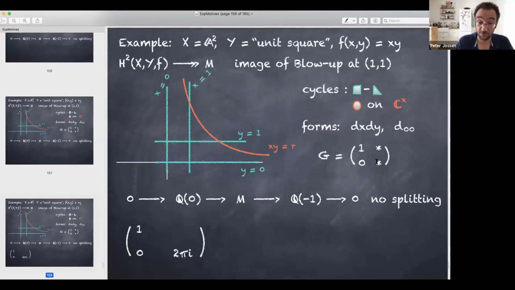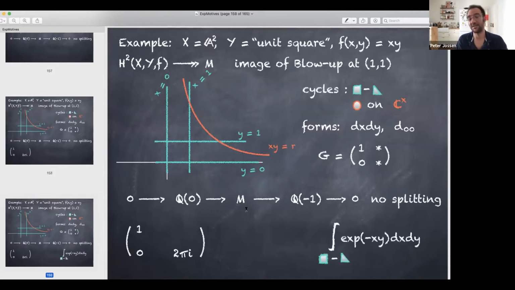Good. So the periods, easy this time. So there is a 1, a 0, and the 2πi. The 1 is the period of the Q(0). The 2πi is the period of minus Q(-1). The 0 is, well, because there has to be. And so there's the one interesting period left, and it's given by the integral over the difference of these two cycles, exponential minus xy dx dy.